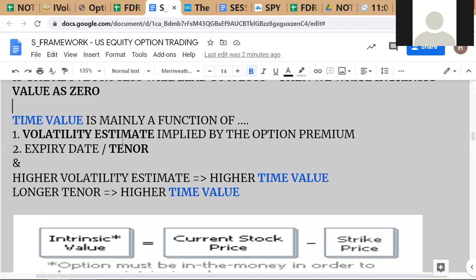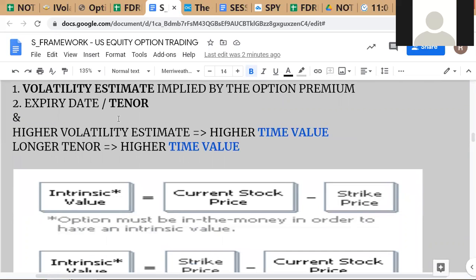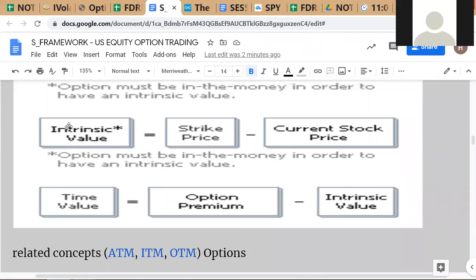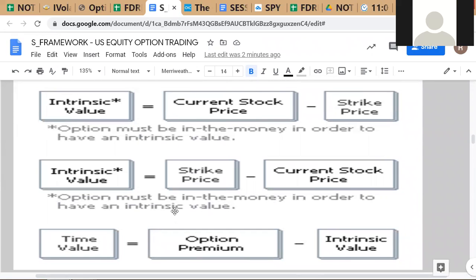by two important inputs, vol estimate and tenor. Higher the tenor, higher the TV. Higher the vol estimate, higher the option premium, higher the TV component of the option premium. So these are the relationships that will exist. Now you can see here what this means. This is actually for calls. This is more mechanical actually. I don't want you to, you should just make sure, just read it later on.